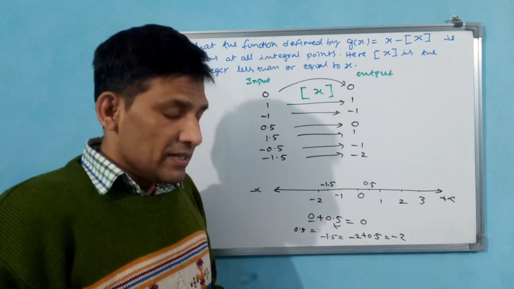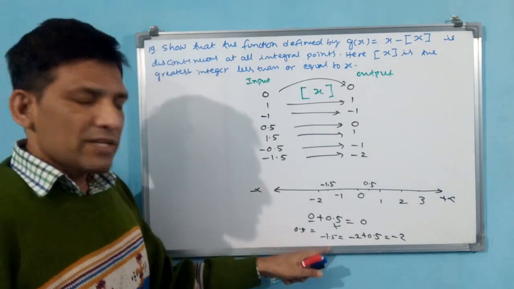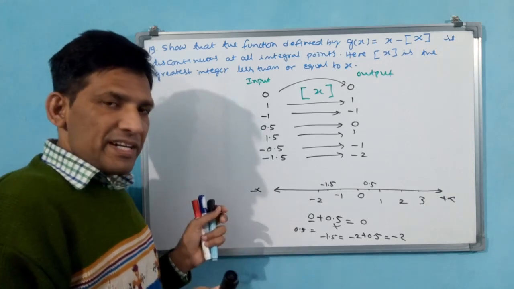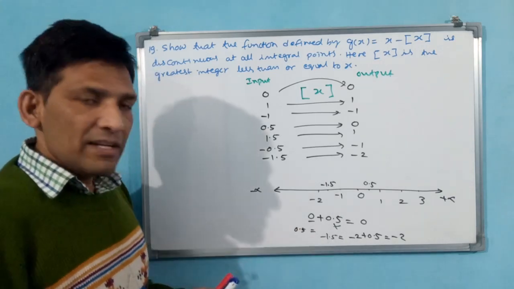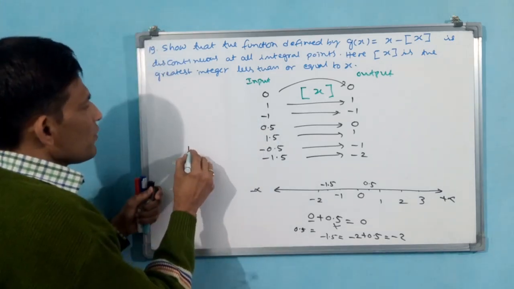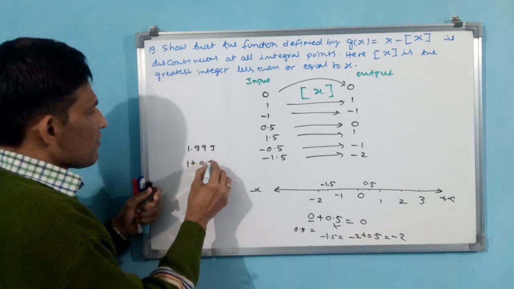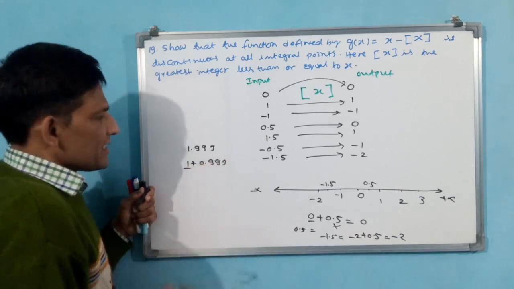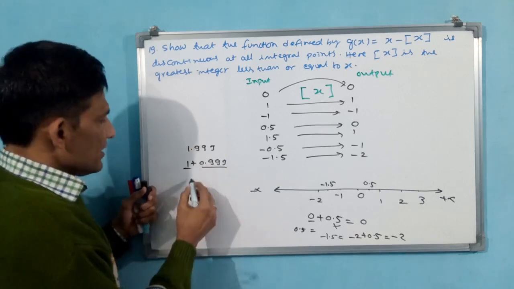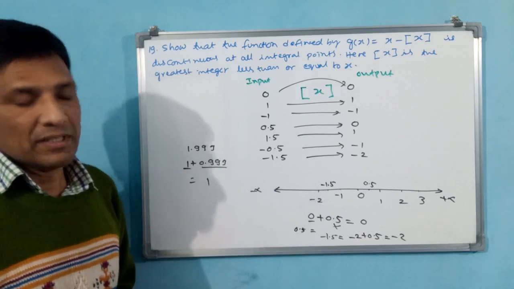That means for whatever fraction you are giving, it will split integer and fraction. What is the greatest integer? Even if you give 1.999, it will split as 1 plus 0.999. But which is the greatest integer? The greatest integer is this one, and 0.999 is not an integer. Then it will give out 1 only. That is the specialty of this function.